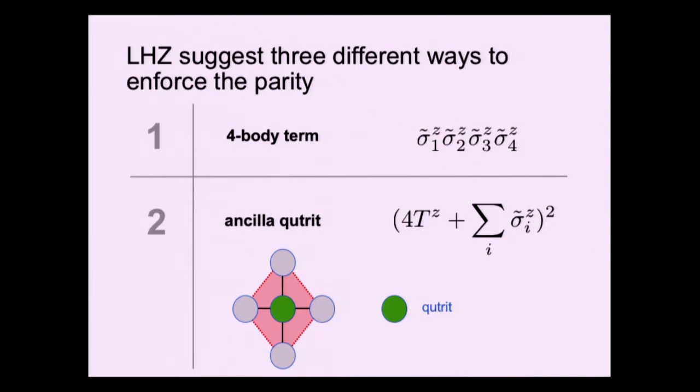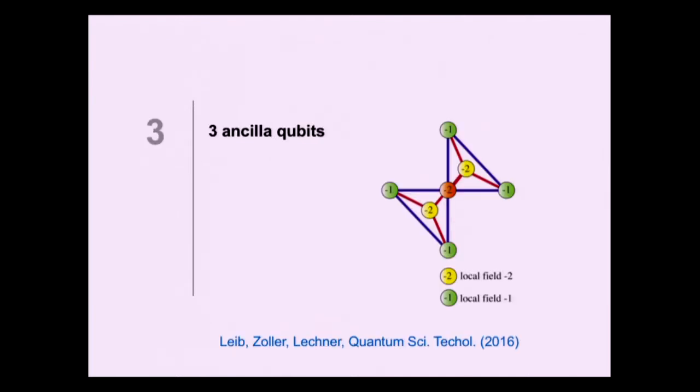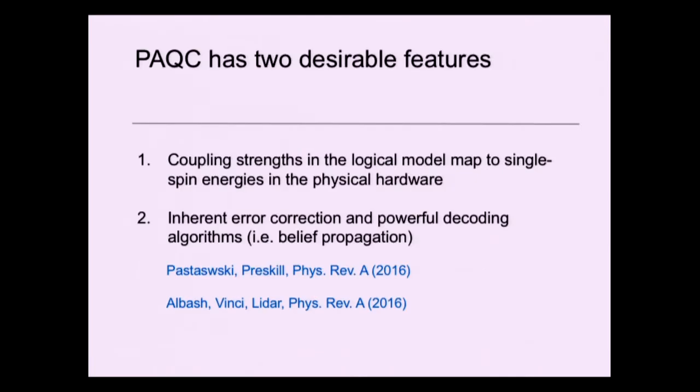LHZ suggests three ways to implement these parity constraints. The first one is the four-body term, which is the parity constraint itself. Then they use a different model where they introduce an ancilla qubit, possible, but maybe not quite physically implementable in the short term. And finally, in a scheme introduced in a paper that appeared in 2016, they use three ancilla qubits to enforce the parity terms.